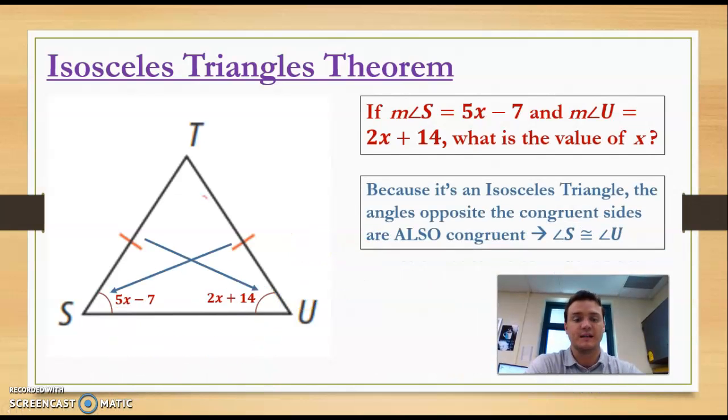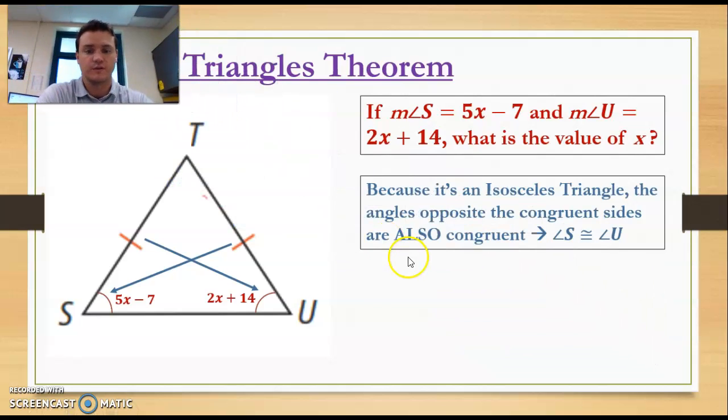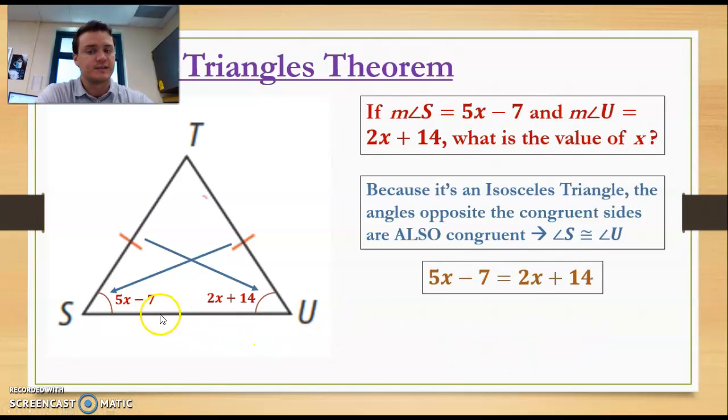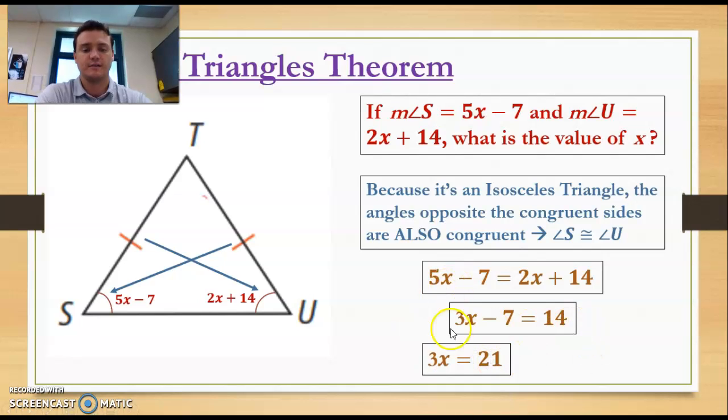So that means that these expressions we're just going to set equal to each other and solve. So move this over here. We would just set 5x minus 7 equal to 2x plus 14, and then we would just solve for x here. So subtract 2x on both sides, add 7 to both sides, divide by 3, so x should be 7.